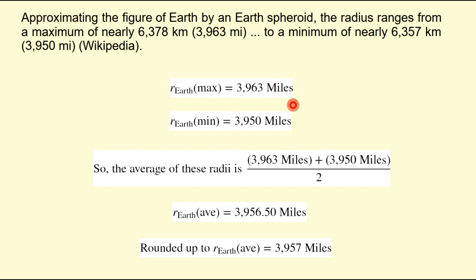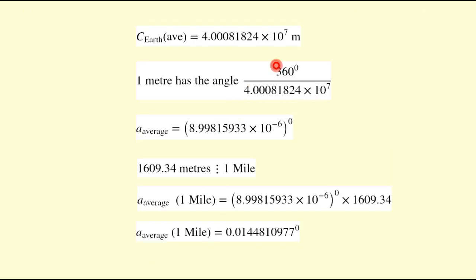Do the same with the miles, these ranges, and just get the average. Pretty straightforward so far. The circumference, given that in meters, we're going to have the meter has the angle of 360 degrees in a circle, divide by that, and you end up with, as you would expect, a meter to have an incredibly small angle, 10 to the minus 6. Again, if I'm going to convert now from meters into miles, then I multiply by that, and again 1 mile has a small number, but obviously bigger than that one.